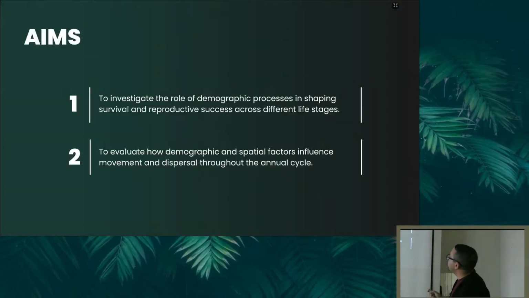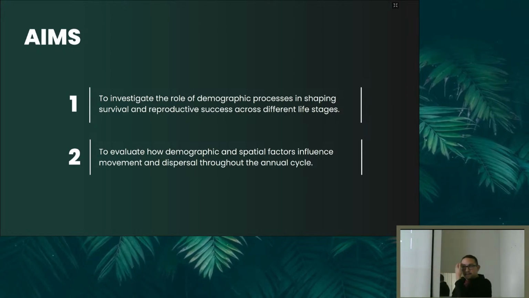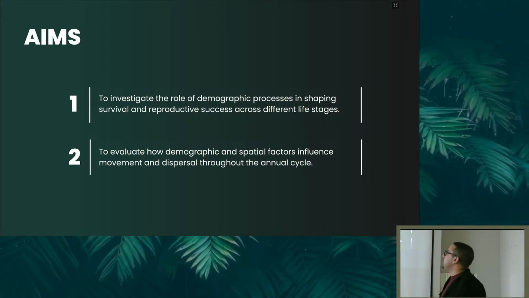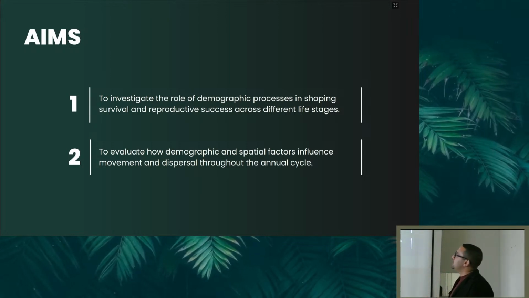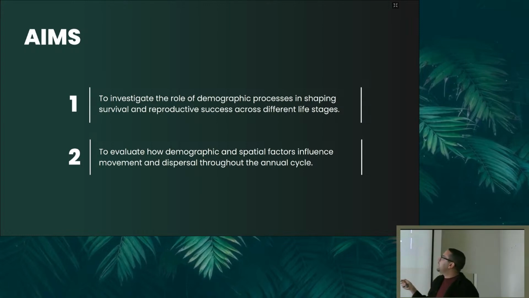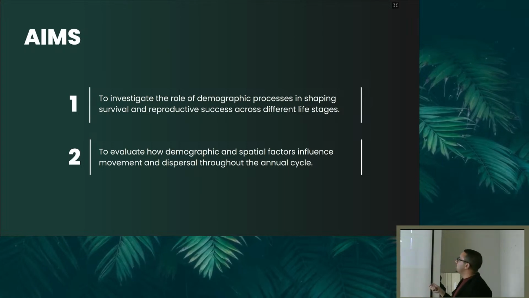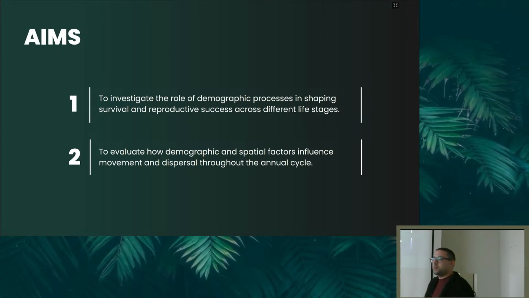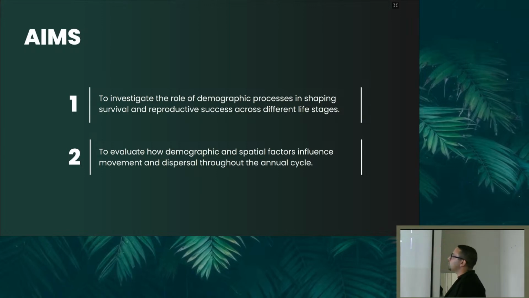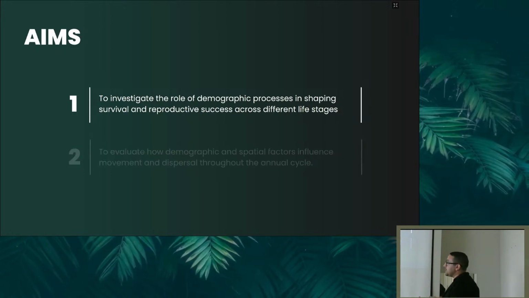Okay, and with all of this and this little bit of introduction about my study system, my research had two main aims. First of all, we wanted to investigate the role of demographic processes, specifically reproduction and survival across different life stages. And we also wanted to assess whether those demographic and also spatial factors influence their movement and dispersal throughout the annual cycle.